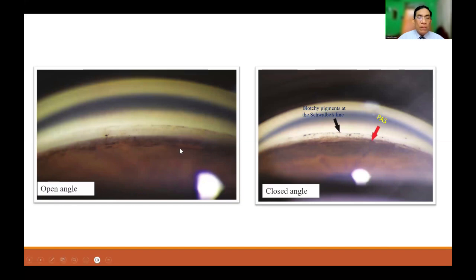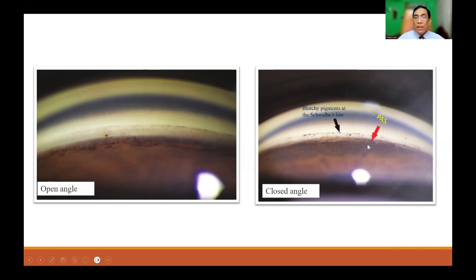Again, it's a very open angle, very much open. You can see the wide open angle here. You see the root of the iris, and very like the post-traumatic angle recession. Here you can see the broad ciliary body band, and other structures are also visible.